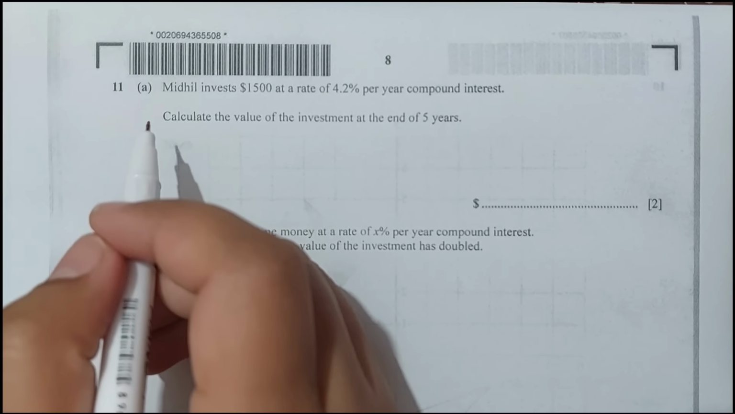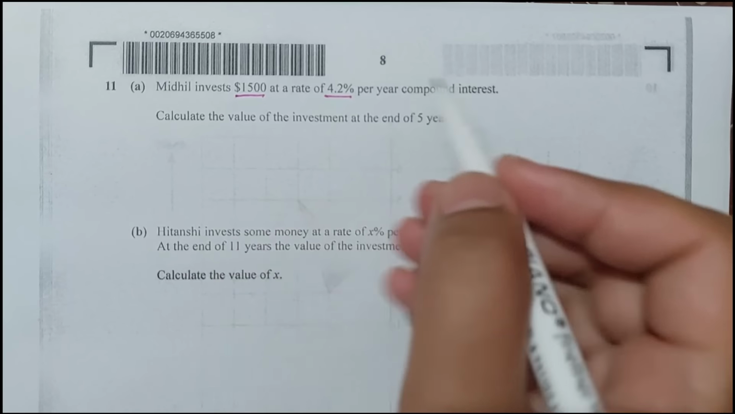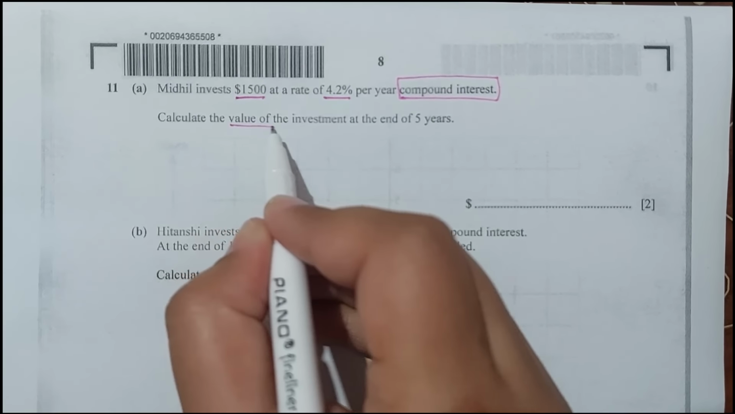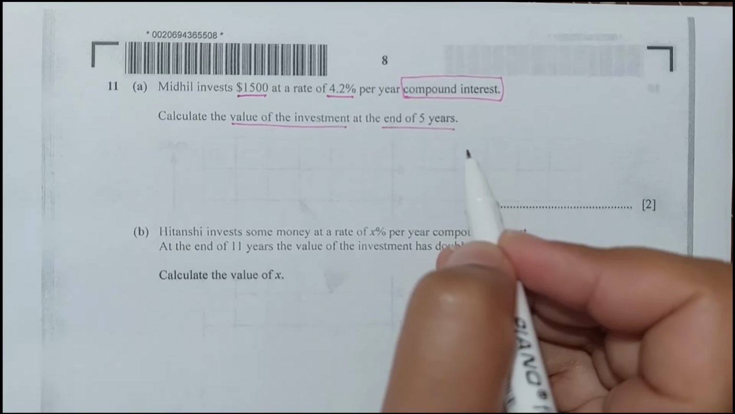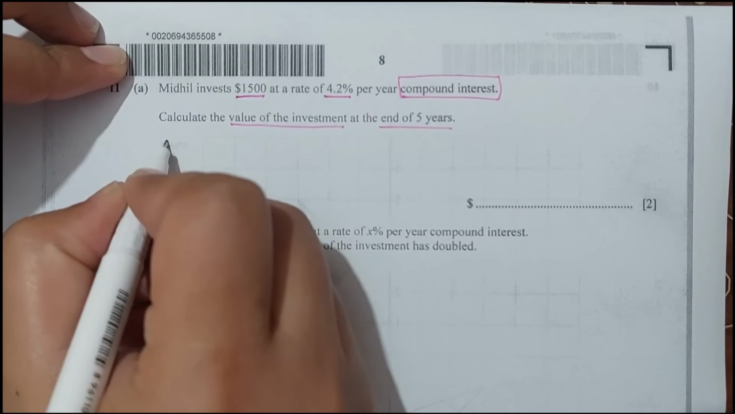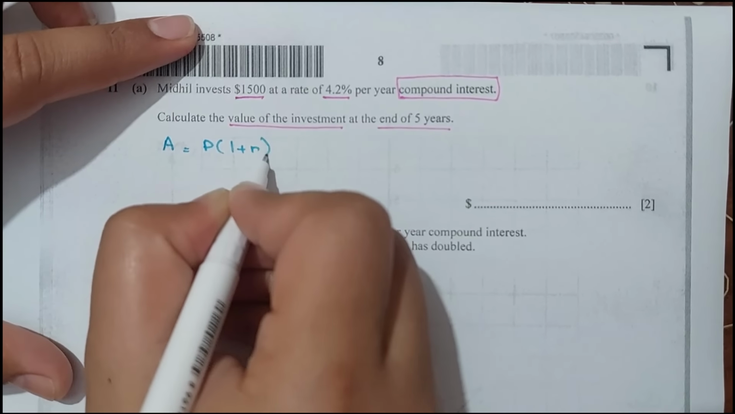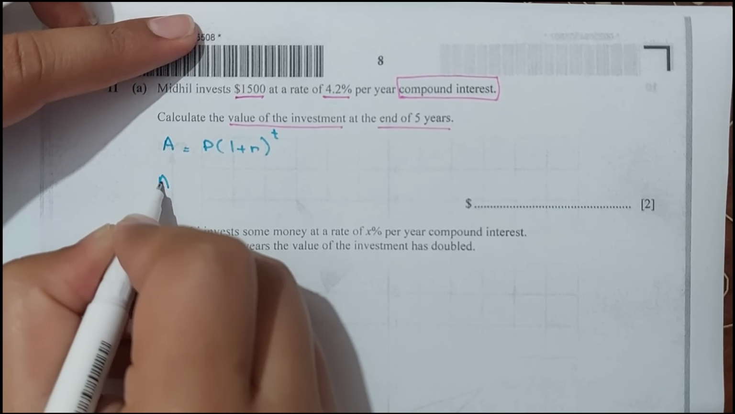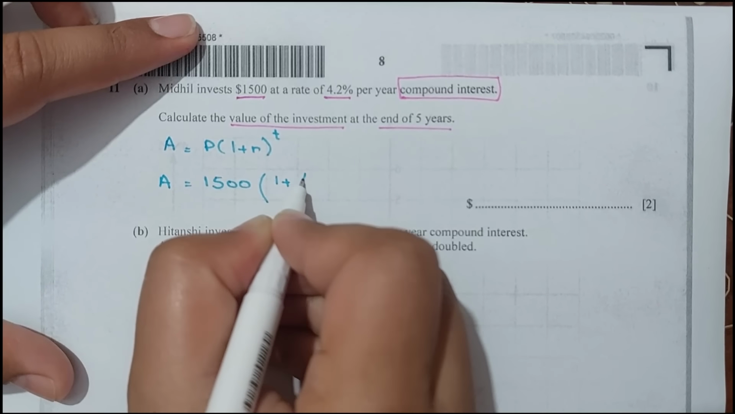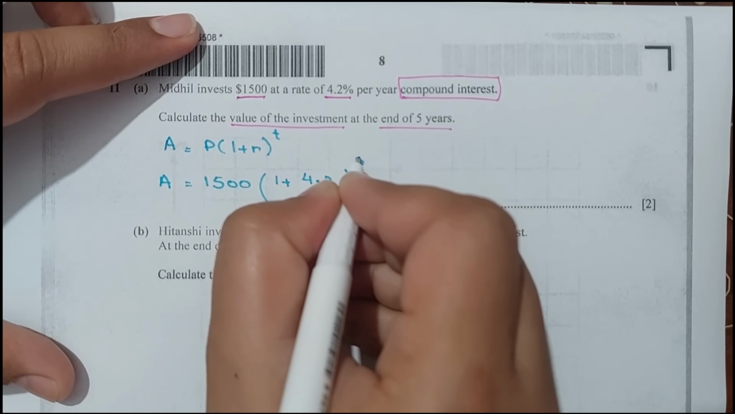Question number 11, part A. Midhil invests $1,500 at a rate of 4.2% per year compound interest. Calculate the value of the investment at the end of 5 years. It is compound interest, so it has a formula. The value of investment is A equals P into 1 plus R to the power T. A is the value of investment, P is the investment, which is 1,500. 1 plus R, where R is the interest rate, which is 4.2%, to the power of 5 years.